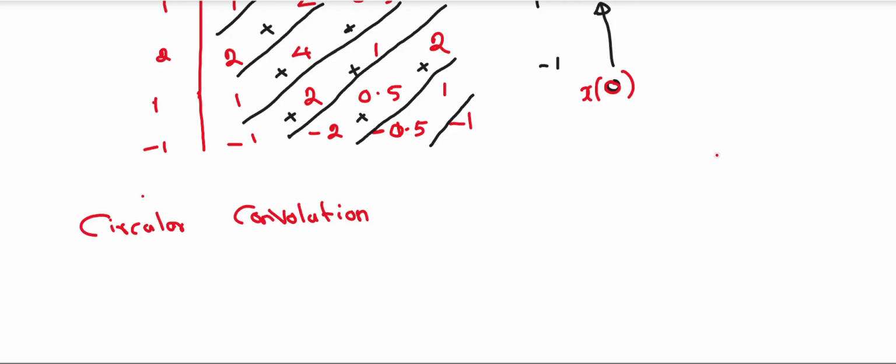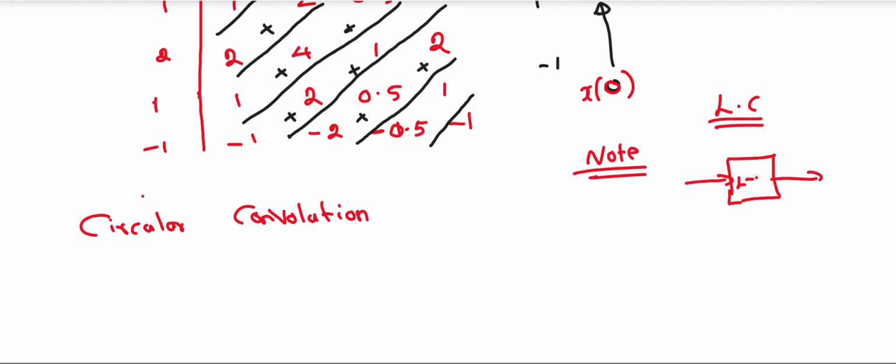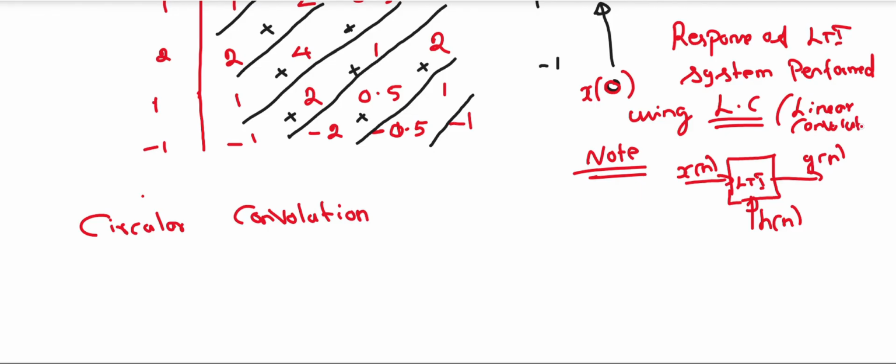Next we will perform circular convolution. How to perform circular convolution? Note the difference between linear convolution and circular convolution. For any LTI system, the output response of the system can be found only by using linear convolution.